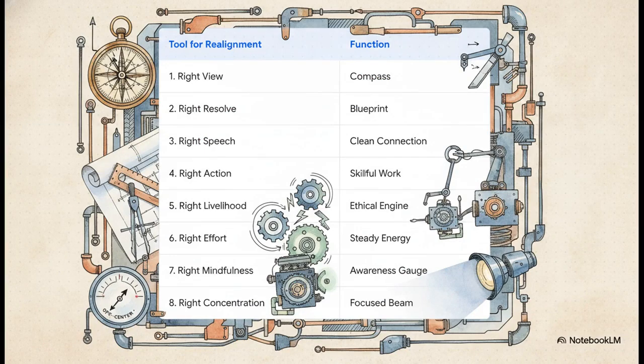And just look at how this whole path transforms when you see it through this engineering lens. This isn't a list of moral rules, it's a set of practical tools. You need the right view, that's your compass, so you know which way you're even headed. Right resolve, that's your blueprint. Speech and action are about doing skillful, clean work. Mindfulness, that's like your awareness gauge, telling you when you're drifting off center. And concentration is the focused beam that lets you make those tiny, precise adjustments to get back on track.